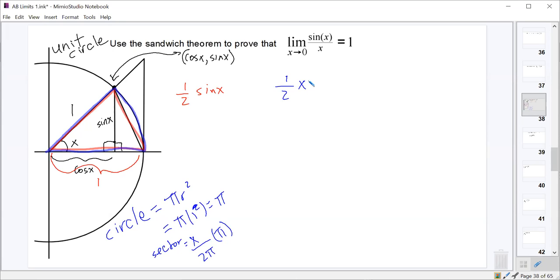Would you guys agree with that? Yes. Wonderful. All right. Next thing I want you to find for me is, it's the same color. I tried to change that to green. The area of this triangle, and I'm gonna let you know that this right here is a right angle.